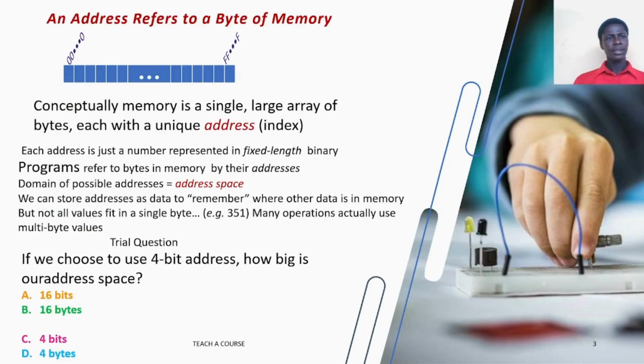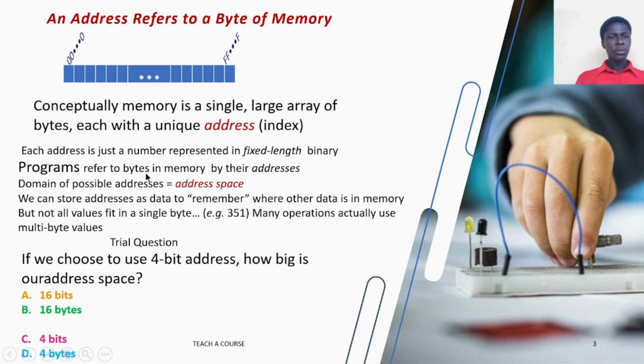So let's begin. First of all, what's an address? An address refers to a byte of memory. Conceptually, memory is a single, large array of bytes, each with a unique address. So address here can be an index. And each address is just a number represented in fixed length binary.